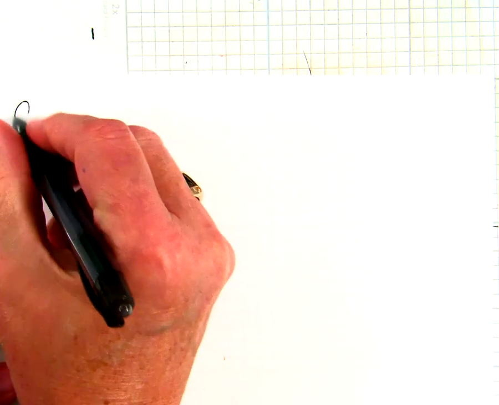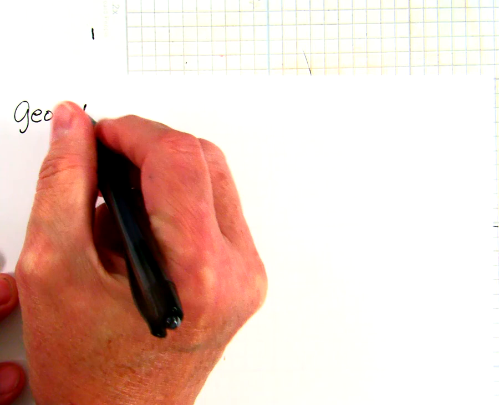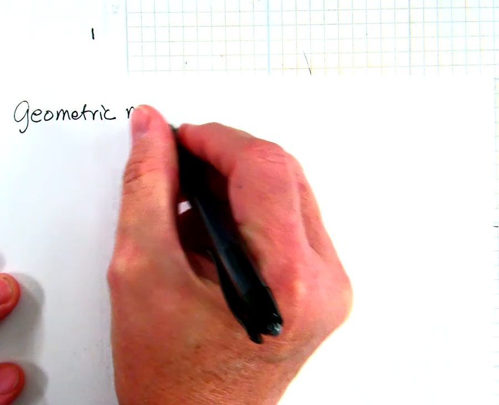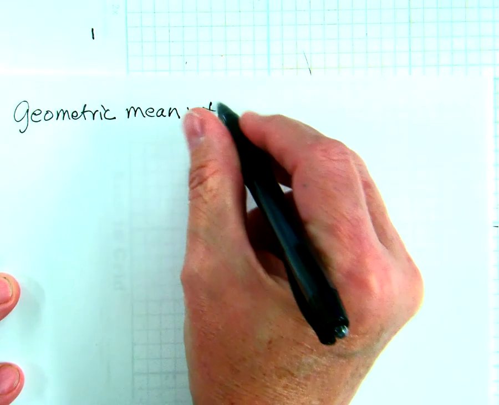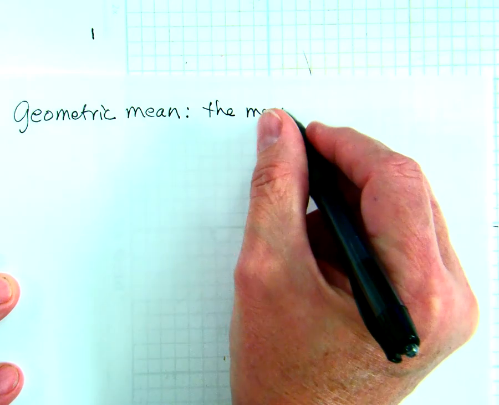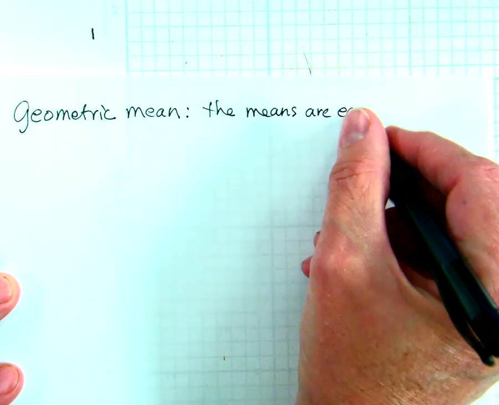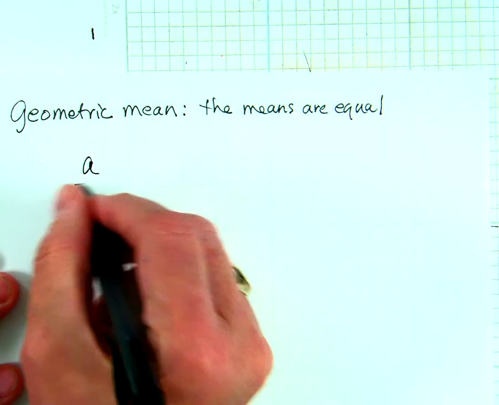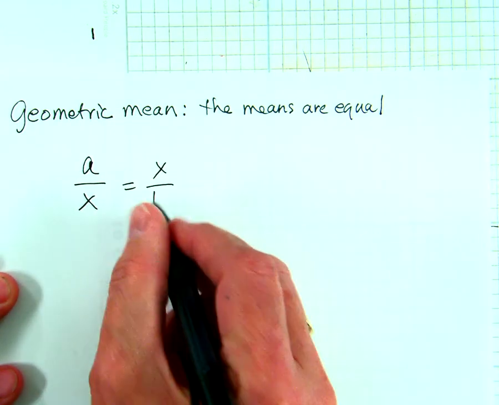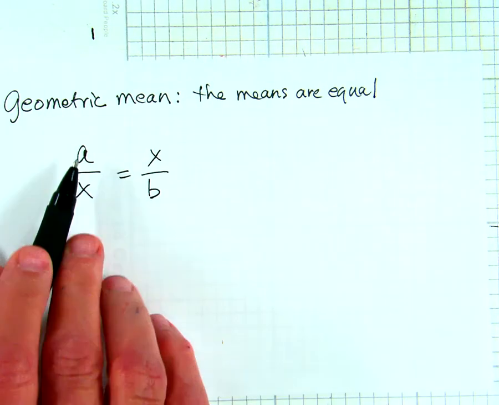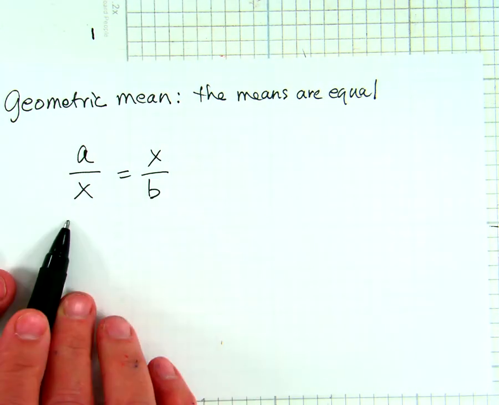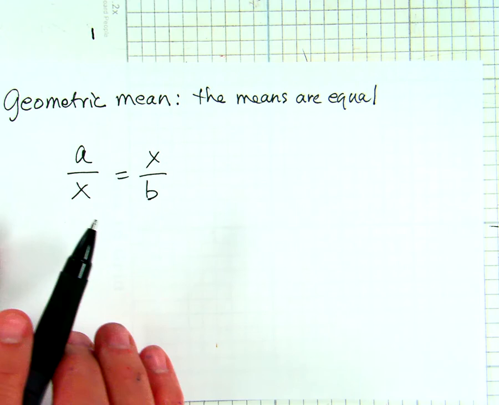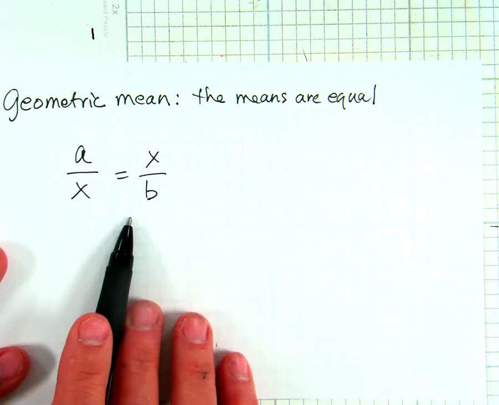Next, we'll talk about geometric mean. The geometric mean is another kind of mean. It's another type of middle. It's when the means of a proportion are equal. How would that look? A is to X as X is to B. So we have two numbers, A and B, and X is the same number both places, and it's the geometric mean, so that it makes a valid proportion here.